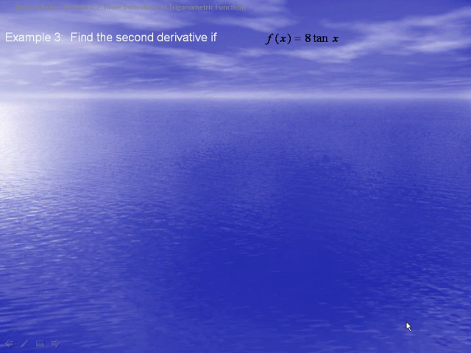Example 3, find the second derivative if f of x is equal to 8 tangent x. So for our first derivative, we're going to need to find what the derivative of tangent x is. And the derivative of tangent x is secant squared of x. So this is just going to simply give us 8 times secant squared of x.